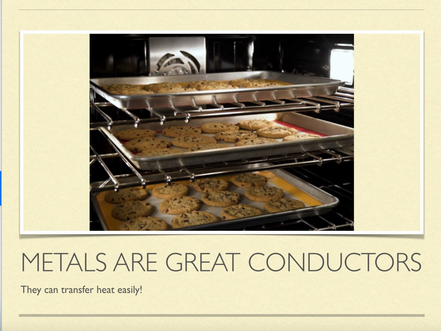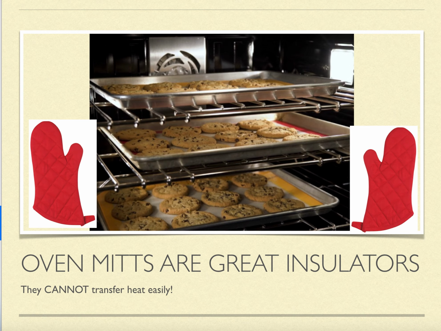Same thing with our cookie example. Last time we talked about how we bake cookies in our aluminum or metal pans so that the heat can transfer quickly. They're good conductors. That's going to bake our cookies. But the second part to baking the cookies is you want to get the cookies out of the oven so you can eat them. And what do you use to take the cookies out of the oven? You use oven mitts. And the oven mitts are made out of cotton material, different fabrics.